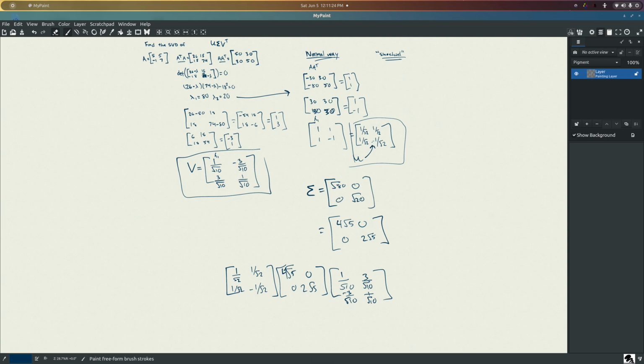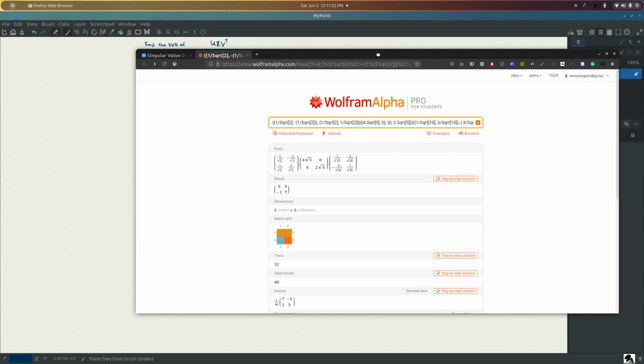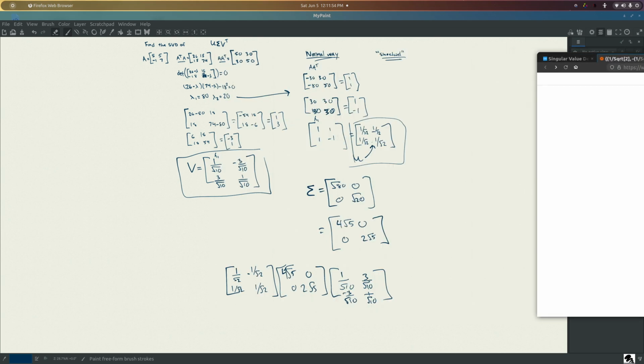So this should be negative, and this should be negative. That's just to keep consistent with this, because we had our negative 3 first. If we expand this, we should get the right answer. Let me pull up the calculation. Okay, so here is our right answer.